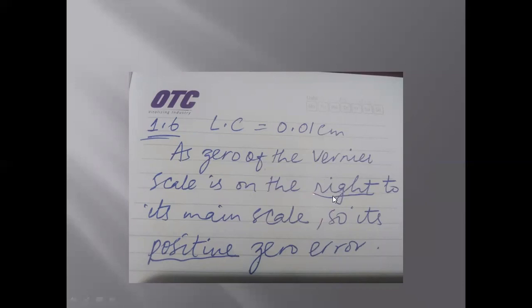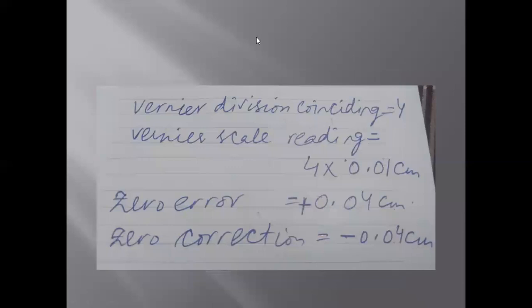So we have studied that when the zero of the vernier scale is on the right side, the zero error is positive. So vernier scale coinciding, in the question, it is given that it is equal to 4, and vernier scale reading will be 4 multiplied by 0.01, which was the least count. So zero error is positive 0.04, and zero correction will be negative. Beta, to write this positive symbol and this negative sign, it will be having 0.5 marks in your exam. So don't forget to write these signs.